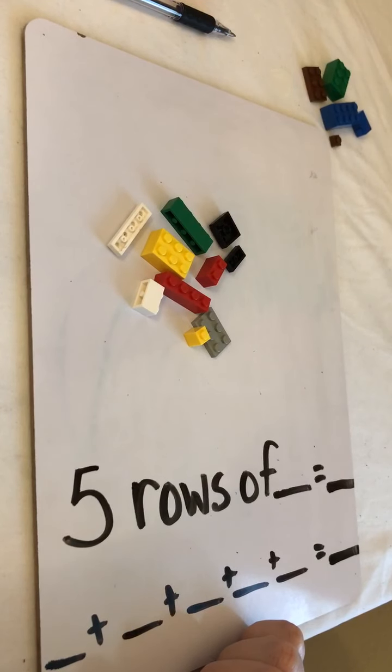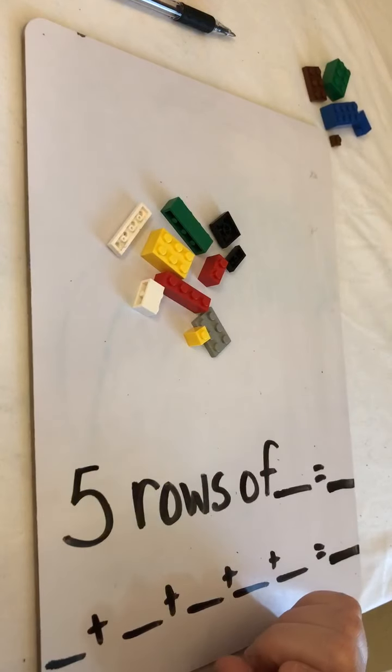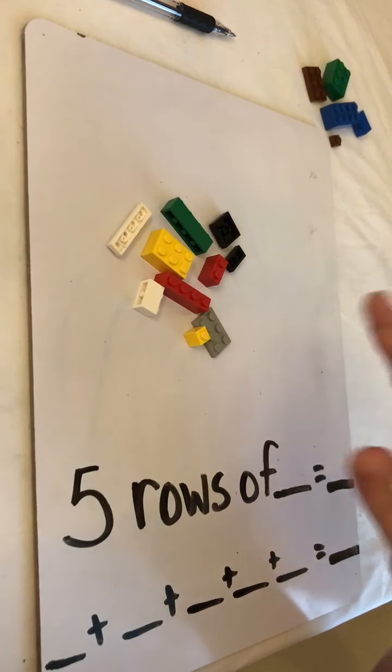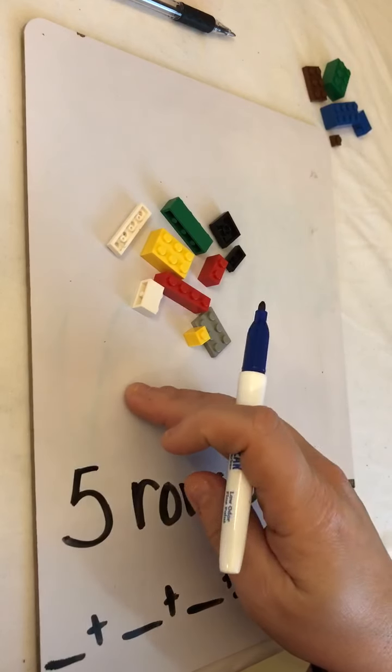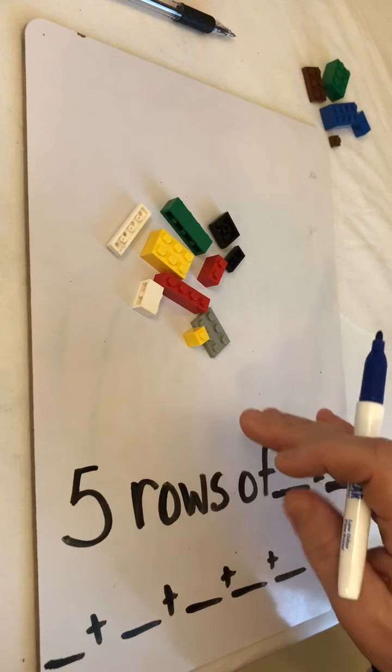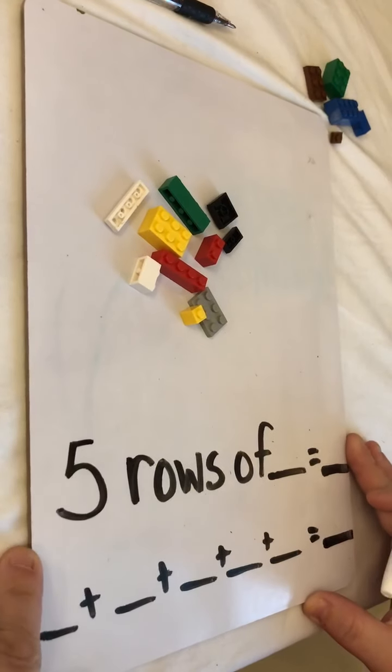Right, friends, we are on lesson 6. I'm going to do one with my Legos and then we'll do an example on the problem set. From problem set 5, we learned how to put them in rows or columns so that we could see the array. Today, we're going to look at an array with rows and columns and then figure out the repeated addition that goes with it.